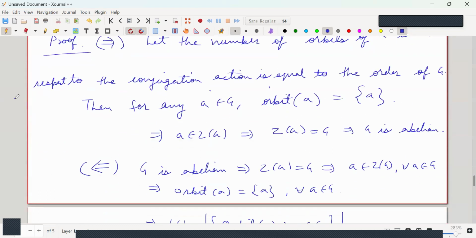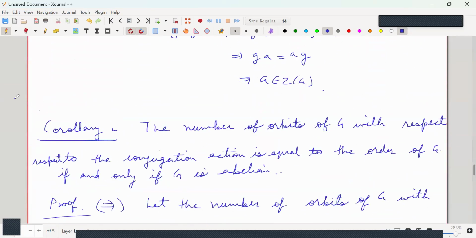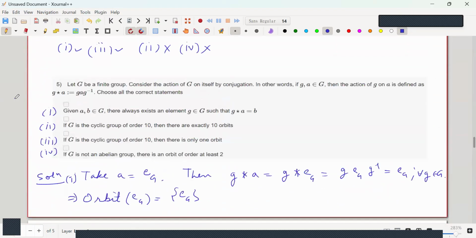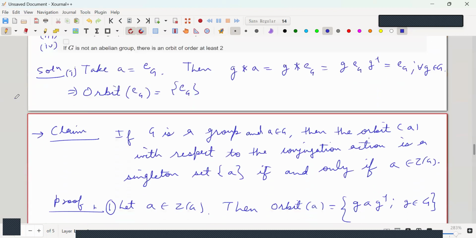Yes, sir. Okay. So we have just obtained a more generalized statement. Second is correct, third is not, and the fourth one is also not correct. Oh, the fourth one is correct, right? If we have non-abelian, we have an orbit of size at least 2. Okay, so let me move to the final question, I think, of this assignment.